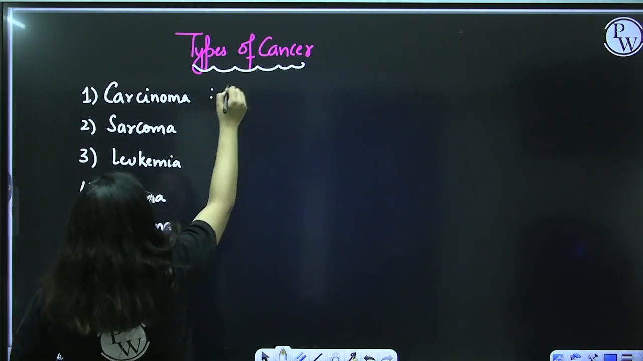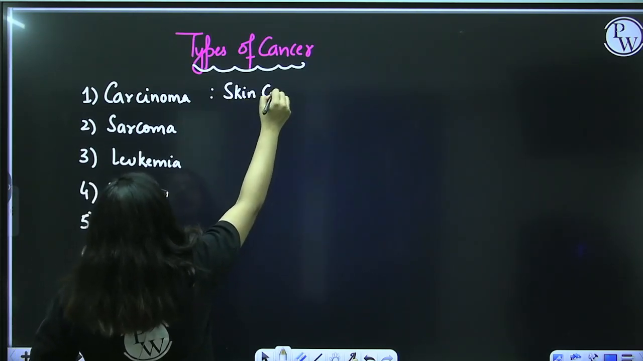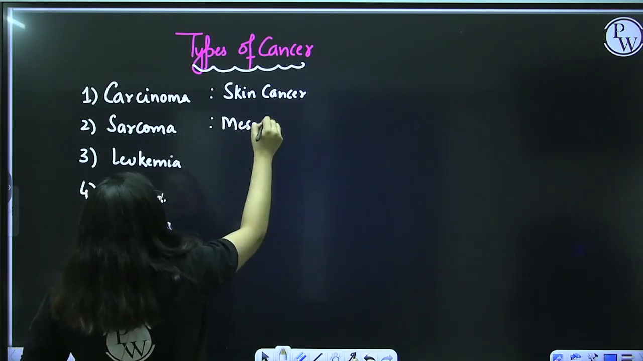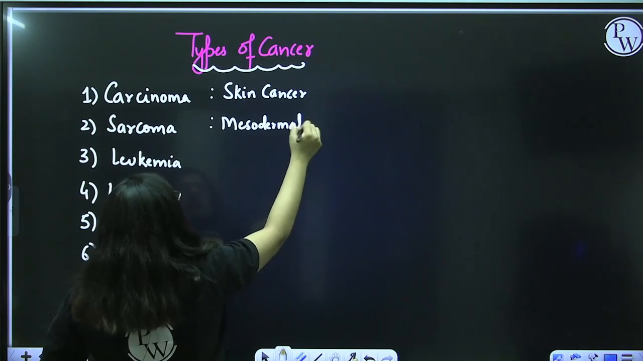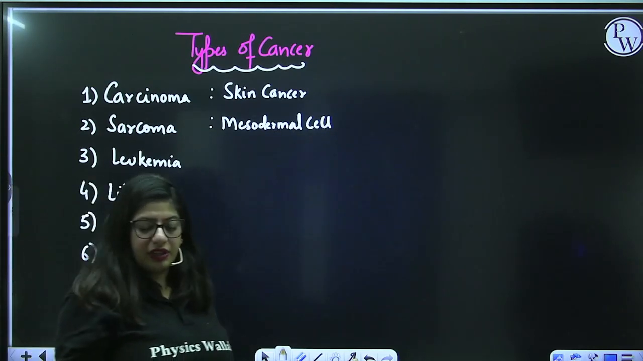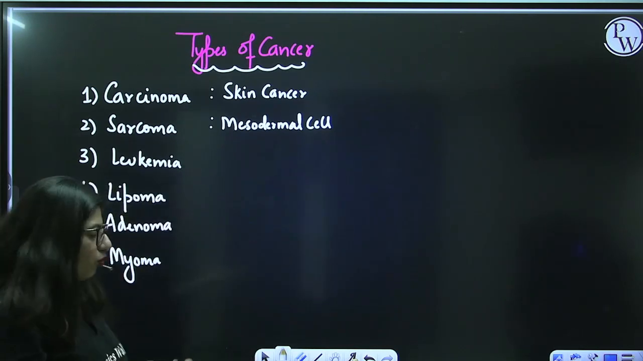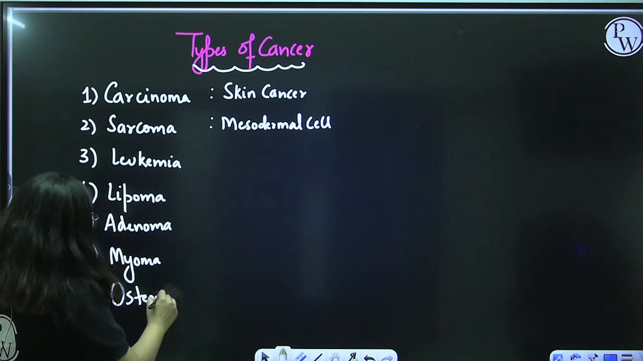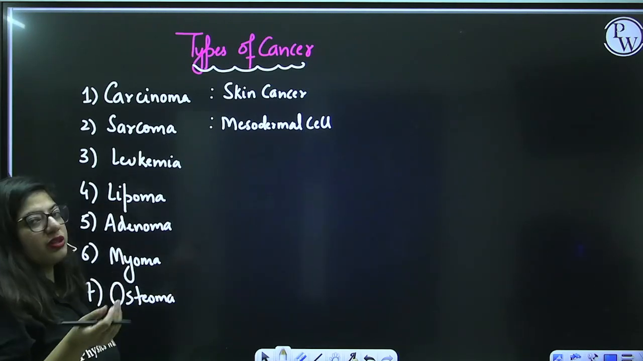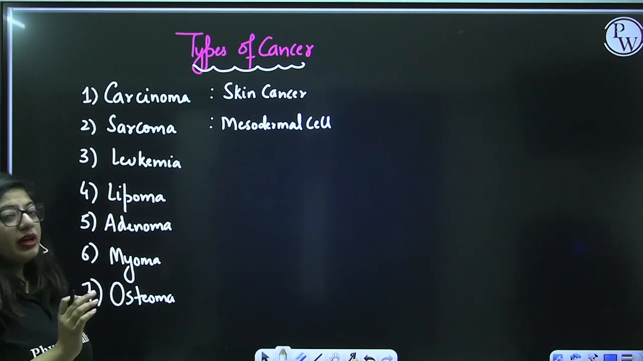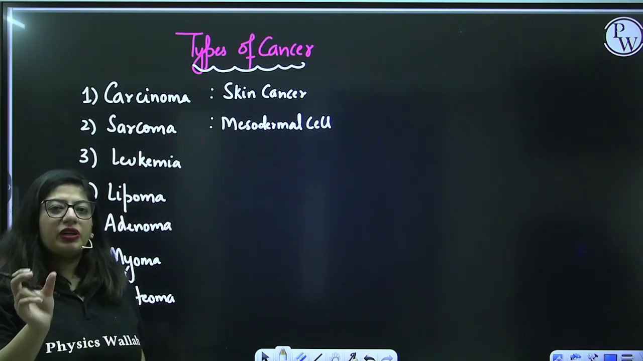Okay, so carcinoma. Carcinoma is a cancer of skin. Sarcoma is a cancer of mesodermal tissue, right? It can be breast cancer, it can be a bone cancer, right? Bone cancers also have a name of osteoma. So it's basically a cancer of the mesodermal tissue. It can be muscle, it can be osteoma, it can be lipoma. These names are given on the basis of a particular target cell.